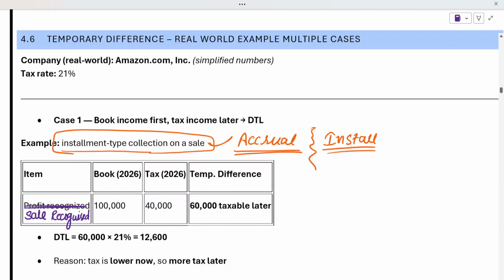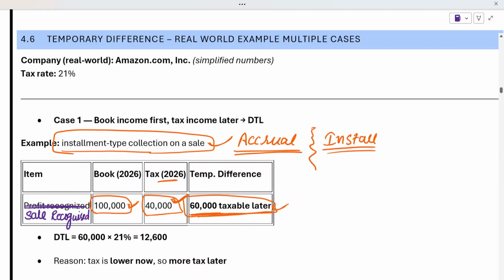So when you say your books will have accrual sales, then let's suppose in the current year your books have done a sale of $100,000, but in tax the sale is being recorded on the installment basis, where the sale is $40,000. So what you will say is, in the income tax you are getting this 60,000 which is taxable later. Why? Because you won't show the sales today, and if you won't show the sales today, this 60,000 will be taxable at a later point of time.